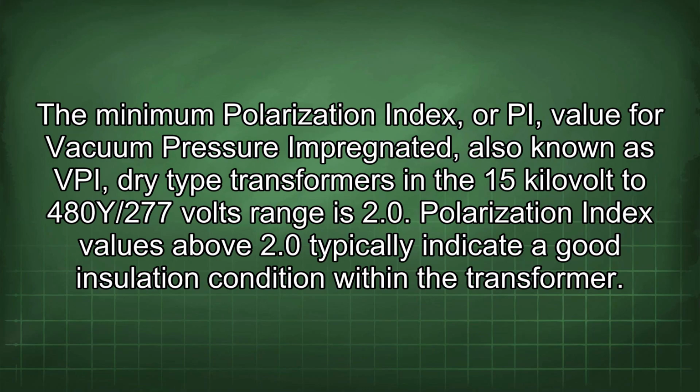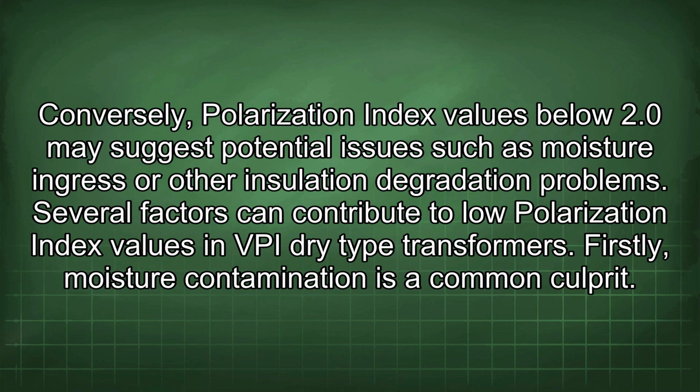The minimum polarization index, or PI, value for vacuum pressure impregnated, also known as VPI, dry-type transformers in a 15 kV to 480Y/277 volts range is 2.0. Polarization index values above 2.0 typically indicate a good insulation condition within the transformer. Conversely, polarization index values below 2.0 may suggest potential issues such as moisture ingress or other insulation degradation problems.